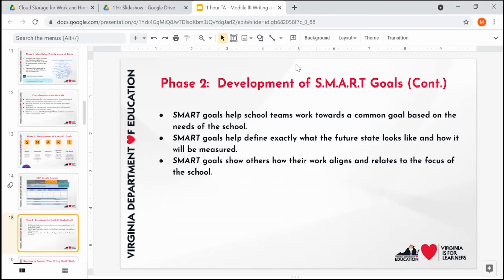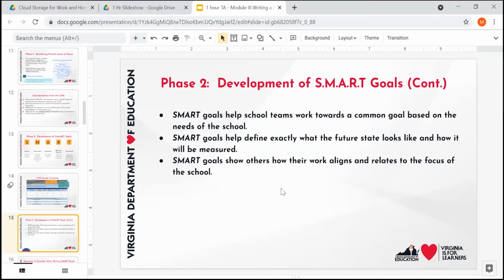The SMART goal helps school teams work toward a common goal. And this is why, remember, don't put that improvement plan on the shelf. You want to keep going back to it and keep using it and referring to it. You want to keep that goal in front of everyone, that shared goal, shared vision, shared mission. If we're all part of that, we're on the team, we know what we're doing, why, and how, then we're going to have a much better chance of being successful.